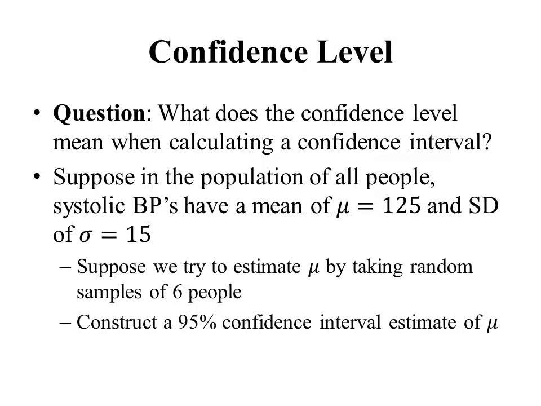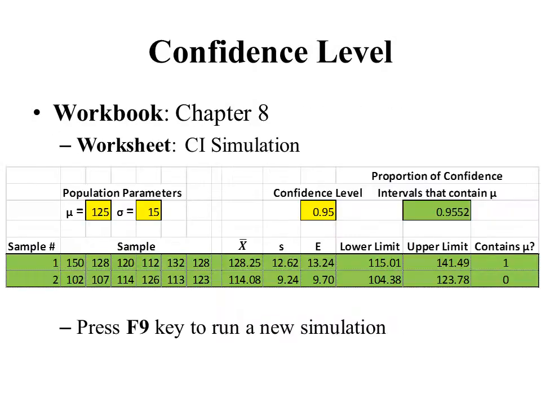Okay? But we're going to pretend that we don't know the value of mu, and we're going to try to estimate it by taking random samples of 6 people, and for each sample we're going to construct a 95% confidence interval estimate of mu. And we're going to simulate doing this a whole bunch of times and analyze the results. And so if we go to the workbook chapter 8 and the worksheet CI simulation, which stands for confidence interval simulation, this is going to simulate doing this scenario a whole bunch of times.